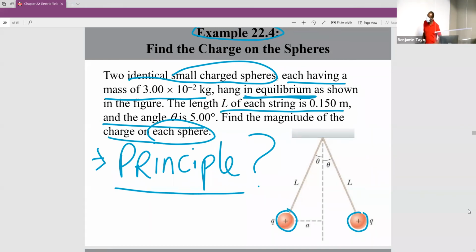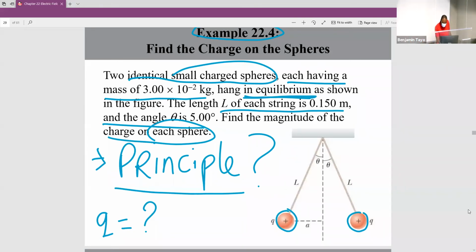So when we solve this type of problems, what are we trying to calculate here? We need to calculate Q, right? So Q is what we're trying to calculate, right?